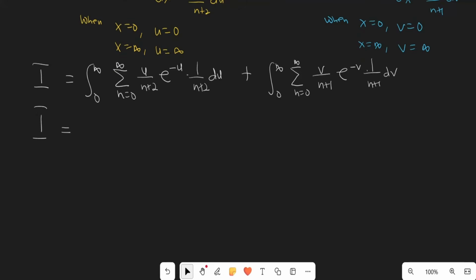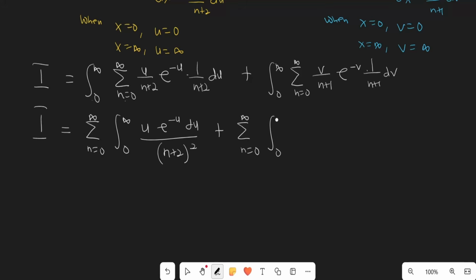So I is going to be equal to what really? Here I can switch the summation and the integral sign. So that is going to be the summation n running from 0 to infinity, and then the integral from 0 to infinity of u e to the negative u du all over n plus 2 times n plus 2, which is n plus 2 all squared, plus, switching the summation and the integral sign, the summation n running from 0 to infinity, the integral from 0 to infinity of v e to the negative v dv all over n plus 1 all squared, right?